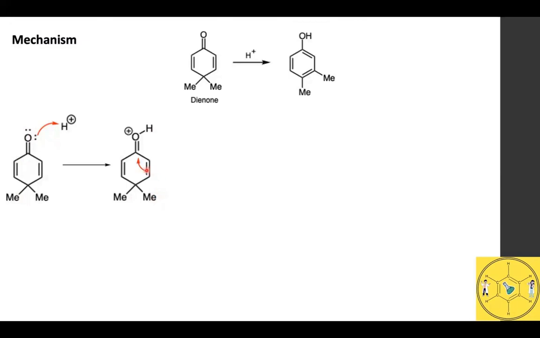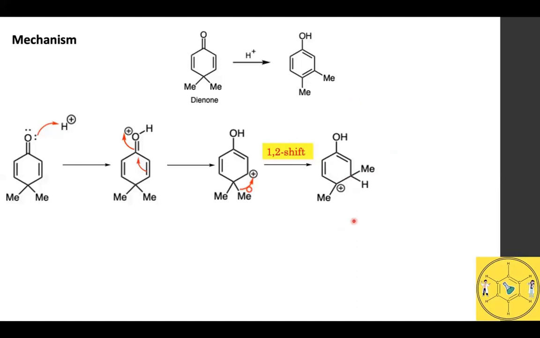Then after that, the electrons shift to this carbonyl carbon, followed by electrons shifting towards the oxygen, since oxygen has a positive charge, which leads to the corresponding carbocation intermediate. Then one of the methyl groups shifts to the carbocation center. Usually this shift is called a 1,2 shift, which leads to the corresponding tertiary carbocation.